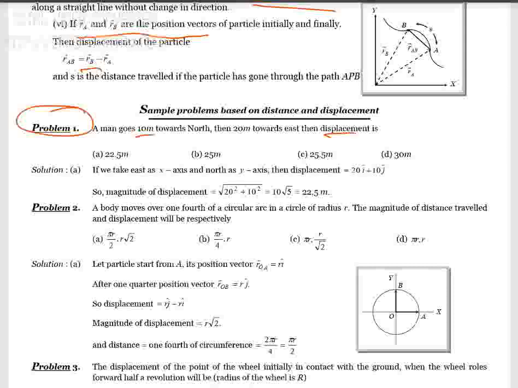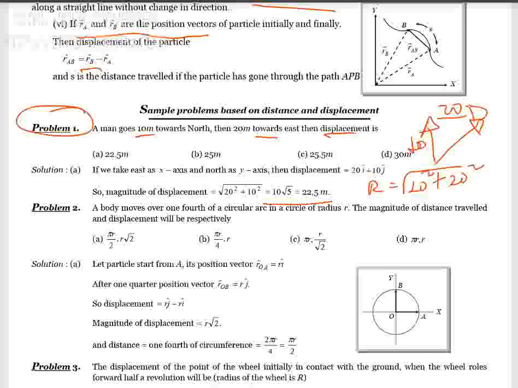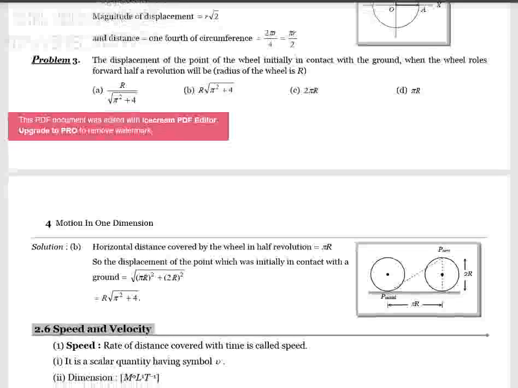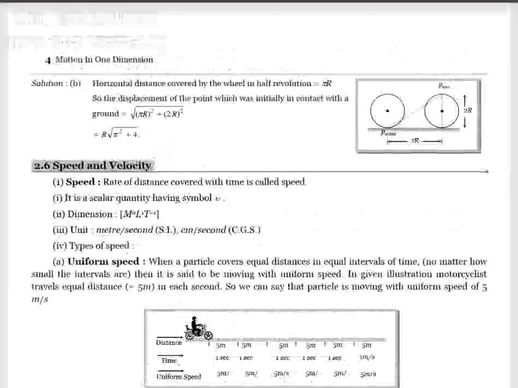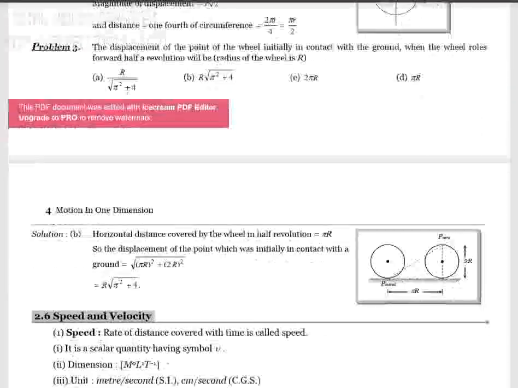First he moves 10 meters north and then 20 meters east. This one is the displacement. Therefore you can apply the Pythagoras theorem. R is equal to the square root of 10 squared plus 20 squared, and finally you get 10 root 5, or 22.5 meters. The answer is A. Do the remaining two questions by yourself.